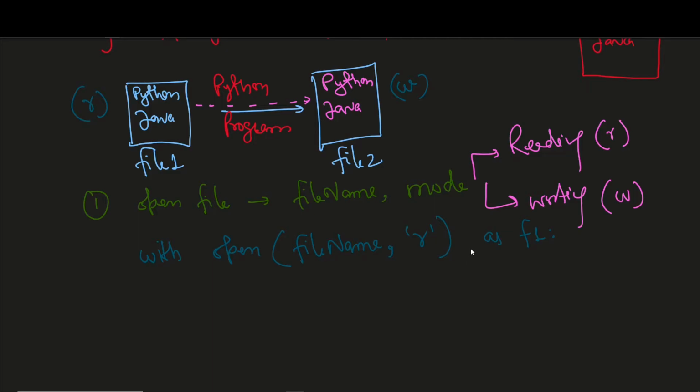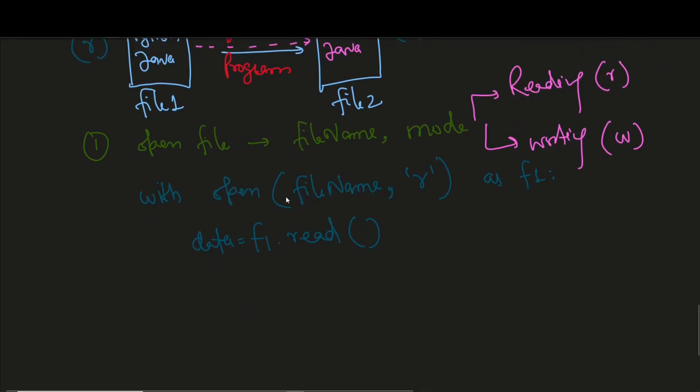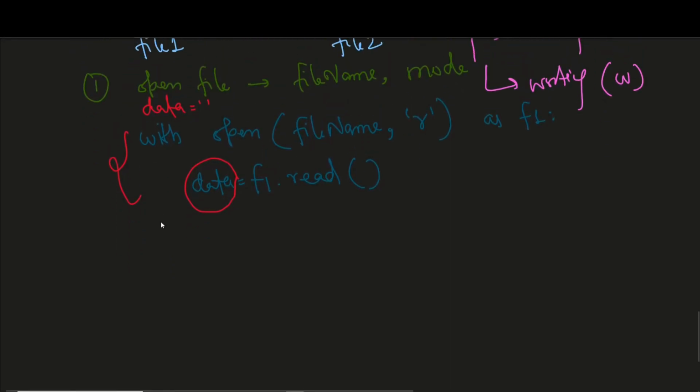When we have opened this file, we can now use the read method to read the content of this file, and we can store it in data. Right? So now we have the content of this file in this variable, which is data. Clear? So basically this file is opened and closed. After this you have to open another file.